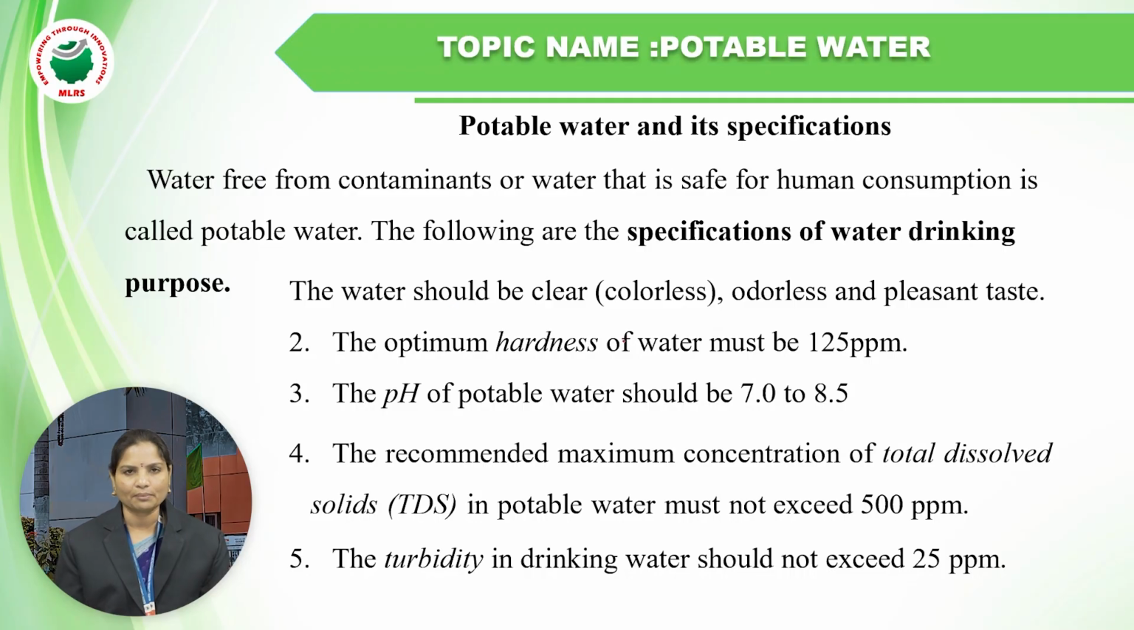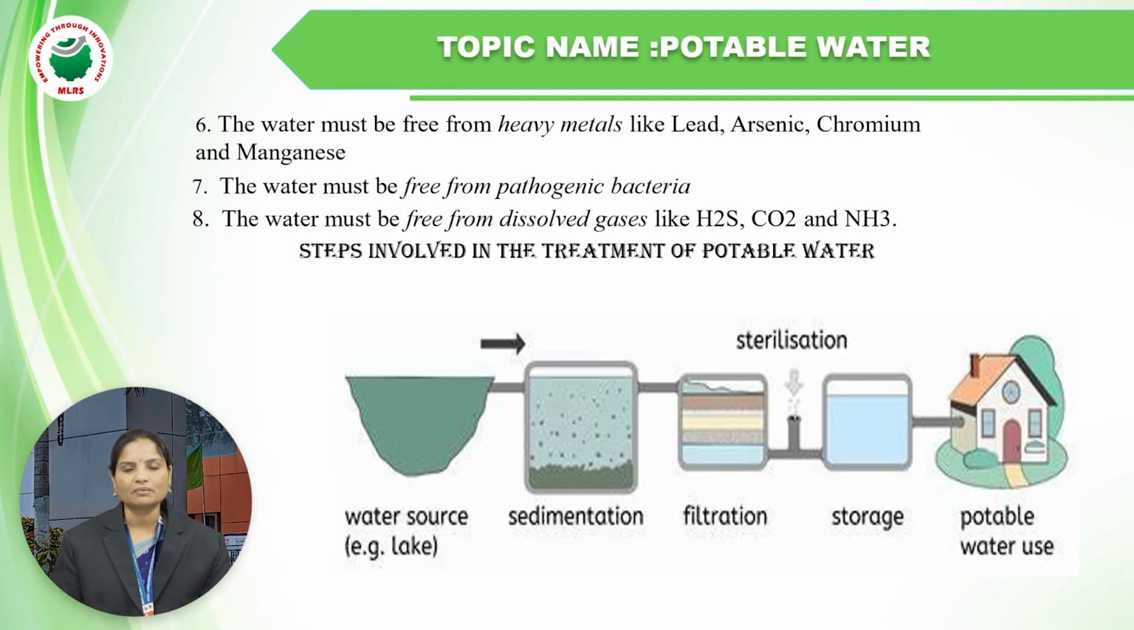This water should be clear, colorless and odorless. The optimum hardness is equal to 125 ppm. The pH of the water is 7 to 8.5, and the recommended maximum concentration of TDS, total dissolved solids, in the potable water should not exceed 500 ppm. The turbidity should not exceed 25 ppm. And the water must be free from pathogenic bacteria.